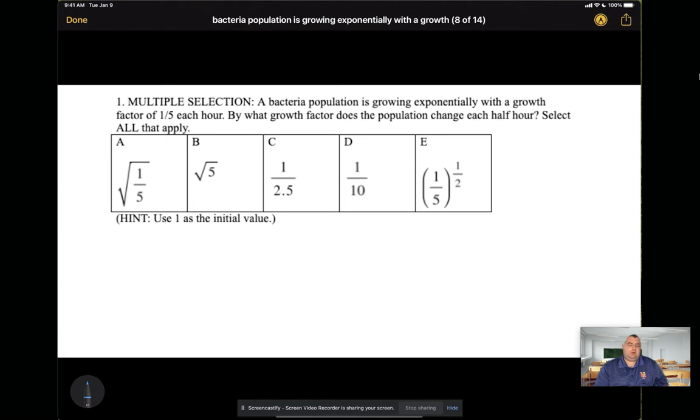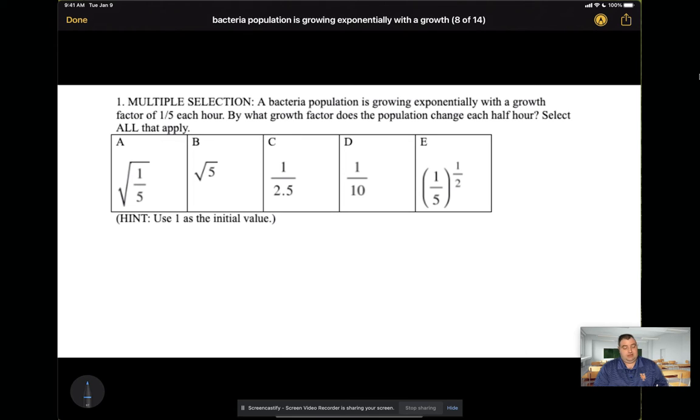Number one, multiple selection. A bacteria population is growing exponentially with a growth factor of 1/5 each hour. By what growth factors does the population change each half hour? Select all that apply.